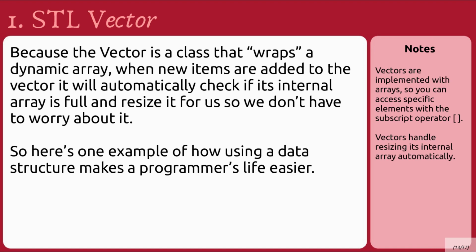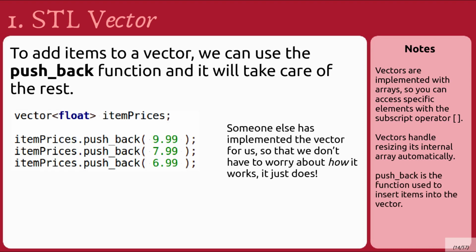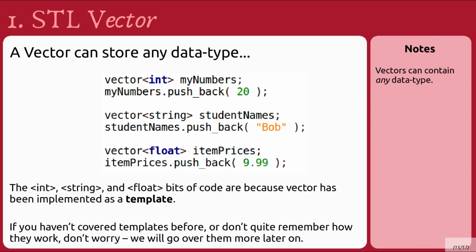So here's one example of how using a data structure makes a programmer's life easier. To add items to a vector, we can use the push_back function, and it will take care of the rest. So, someone else has already implemented the vector for us, and we don't have to worry about how it works. It just does.